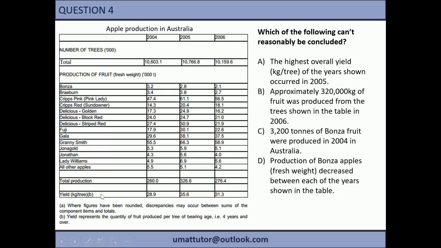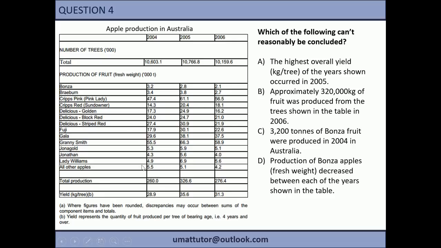So just take a moment to think about what this means. It's saying how many kilograms of fruit was yielded per tree. So it's a function of both the total amount of fruit and the number of trees. Now we have the total amount of fruit in terms of weight. That's what the main part of the table here is all about.